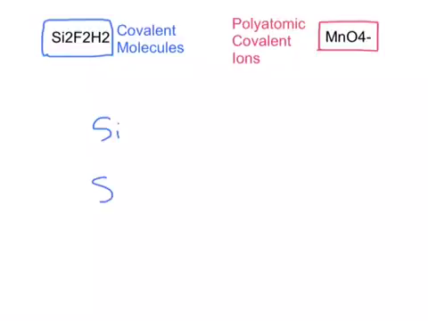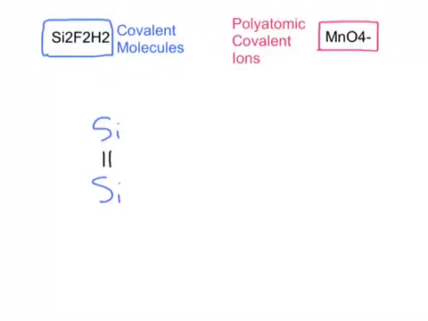And since there are 2, we need to put them next to each other. Since the silicons have 4 outer spaces, I want to make them share 2 electrons with each other, which means in total, silicon will gain 2 electrons to its outer shell from sharing with the other silicon. And to show this, I'm going to have a double bond, which is 2 lines.